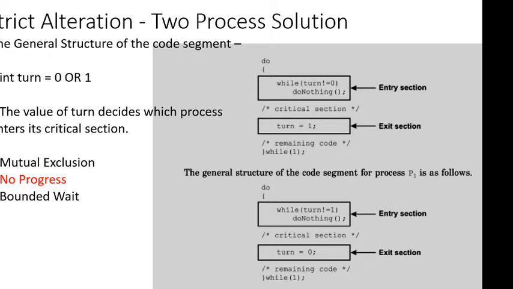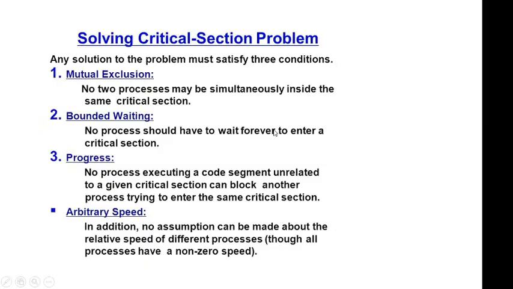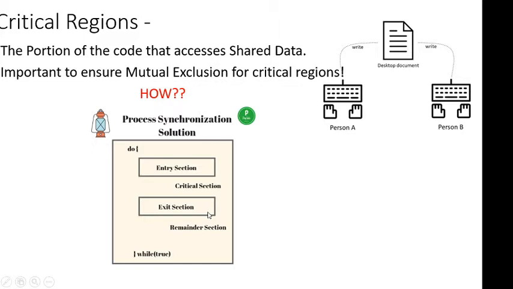Before going to the critical section there must be an entry section, and after the critical section there must be an exit section, which we discussed in the previous example here. Before you enter the critical section, you must do something. Say, look, I want to go into the critical section. You must set an alarm. Then you go into the critical section. Once you exit, you set off the alarm again.